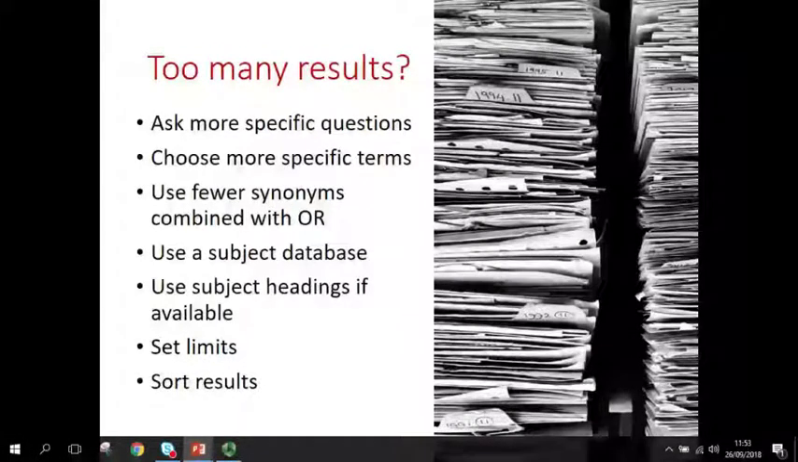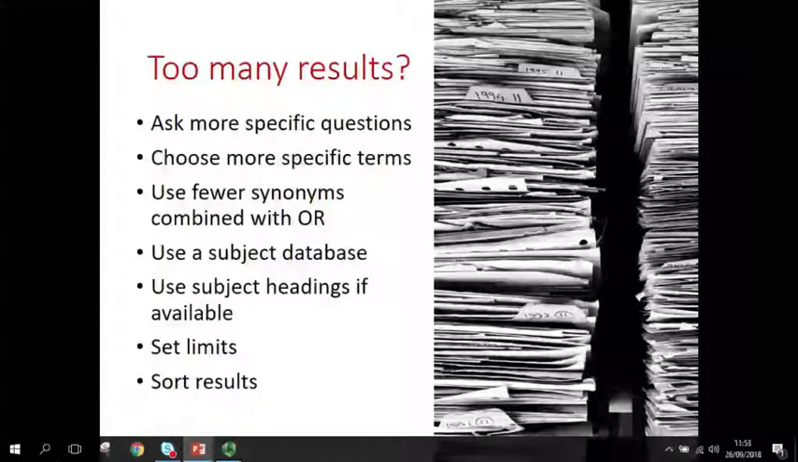The first thing to say is that it's really common when doing academic research to get too many search results. It's just the nature of the information landscape today and the nature of the kinds of tools that we tend to use to find information. What I'm going to do is present you with a few different tips and approaches to getting fewer and better results. The first thing I suggest is that you ask more specific questions.